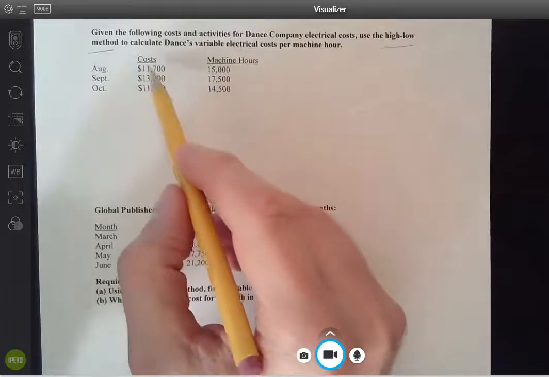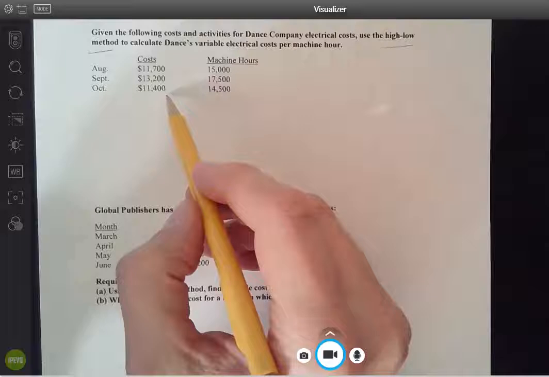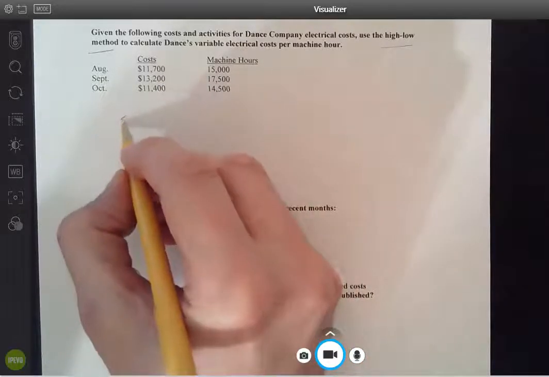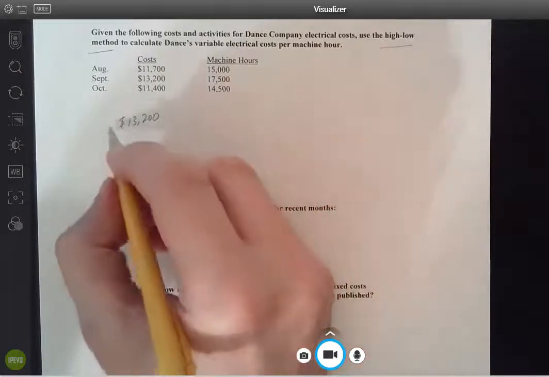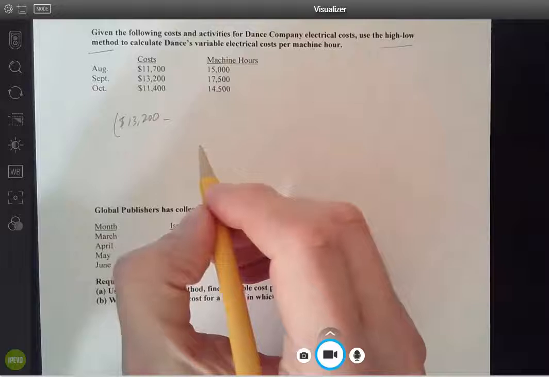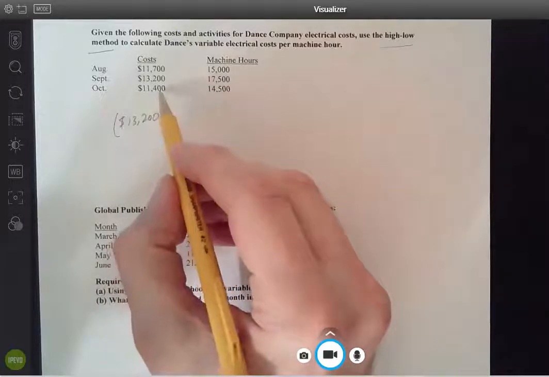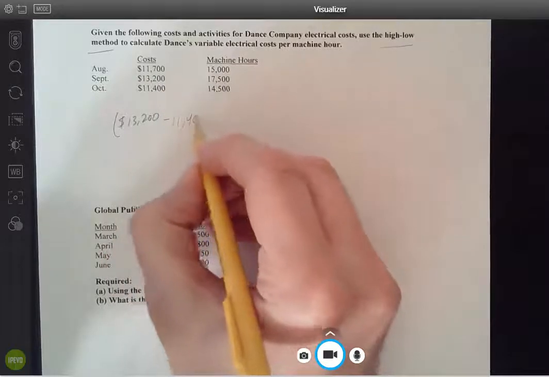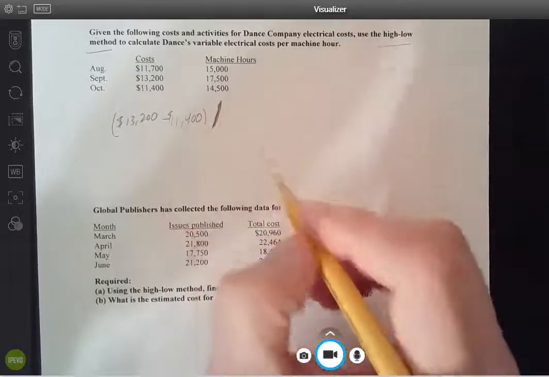And we're going to look over here at costs first, and we're going to figure out which of these 3 months have the highest cost, and it is going to be September with a cost of $13,200. Okay. And we're going to subtract from that the month with the lowest electricity costs. In this case, should be October, $11,400. And then we're going to divide that.